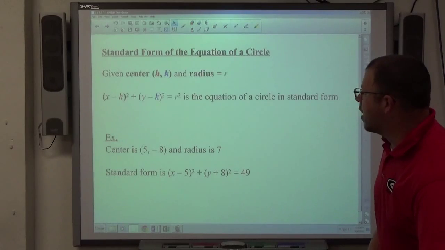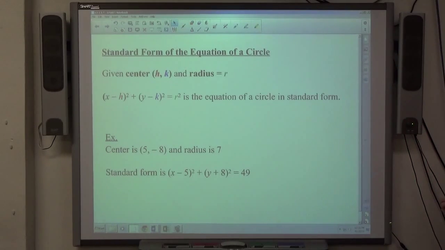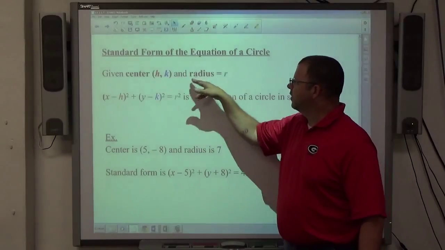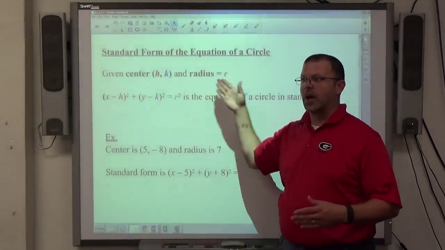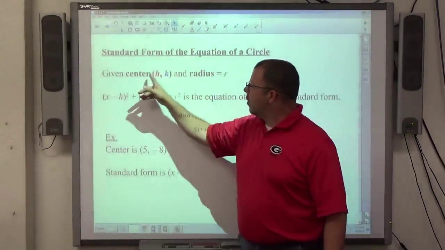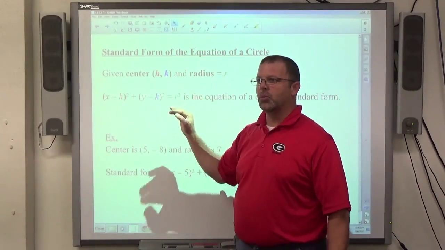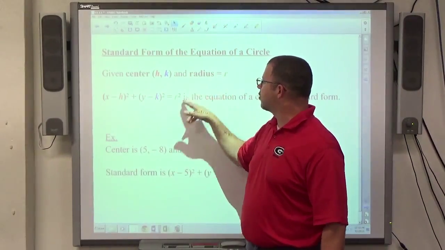All right, the next problem is going to give us a center and a radius and ask us to write the standard form of the equation of a circle. So if you're given the center and radius of a circle, the coordinates of the center, how long the radius is, the equation is always (x minus h) and (y minus k), both squared, added together, equals the radius squared.